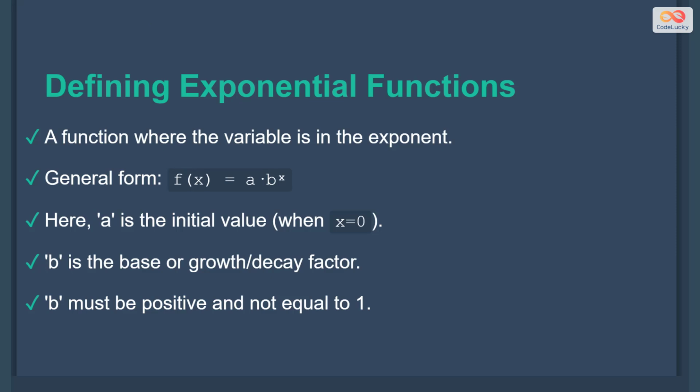An exponential function is a mathematical function in which the variable appears in the exponent. The standard formula is f of x equals a times b to the x power. In this formula, a represents the initial value of the function, which is the value when x equals 0. The b is the base, which determines the rate of growth or decay. It's important to remember that b must be a positive number and cannot be 1.